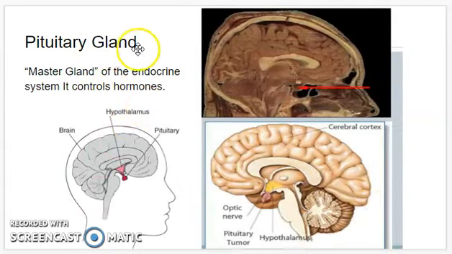Okay. Pituitary gland. This is your master gland of the endocrine system. It controls your hormones. It's the reason you guys are all going insane right now. Enough said.